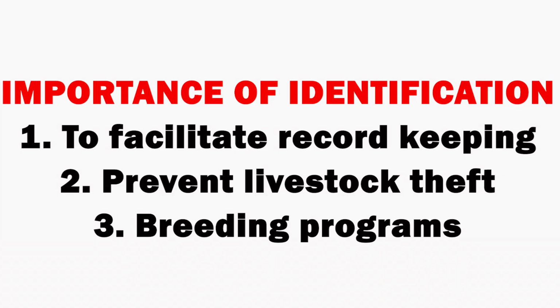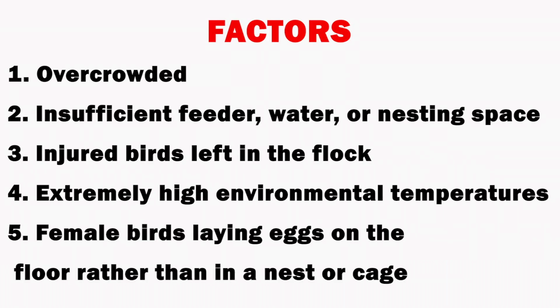Let's look at some factors that contribute to cannibalism in poultry house. Number one, overcrowding. Number two, insufficient feeder, water, or nesting space. Number three, injured birds left in the flock. Number four, extremely high environmental temperatures. Number five, female birds laying eggs on the floor rather than in a nest or cage.